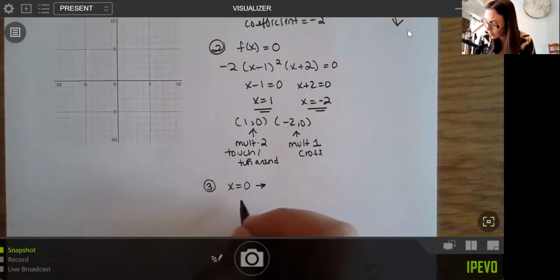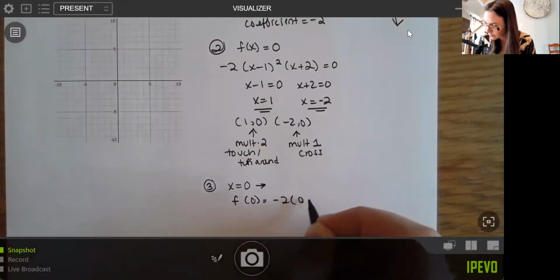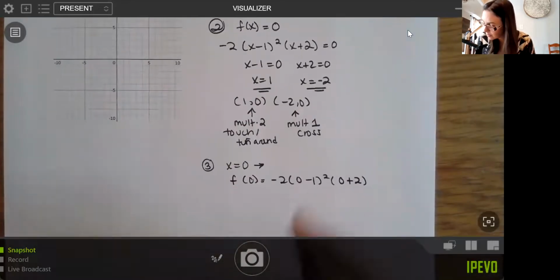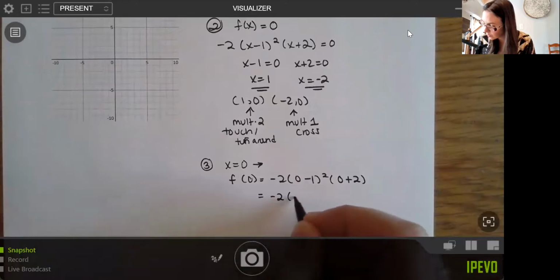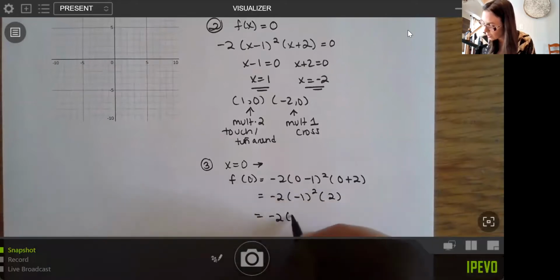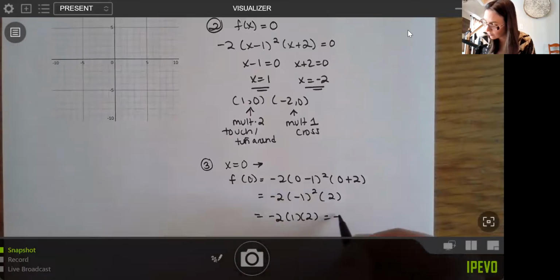Next, we can find our y-intercept. So I plug in 0 for x. So I get -2 times -1 squared times 2. -1 squared is 1. So I end up with a -4 here.